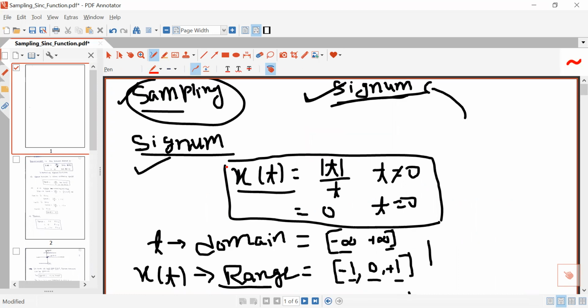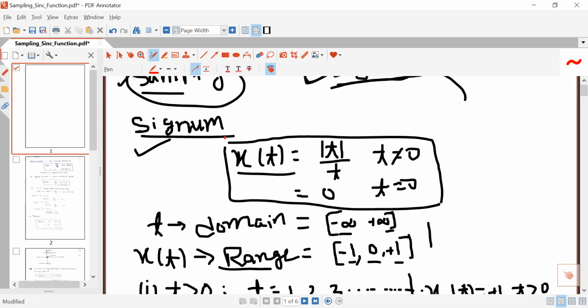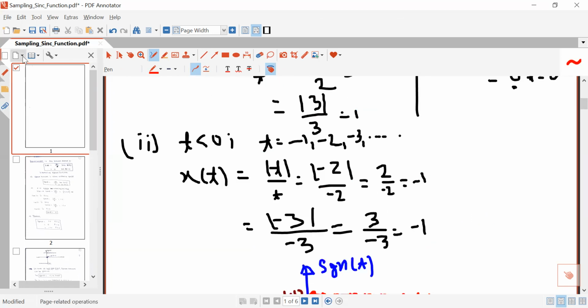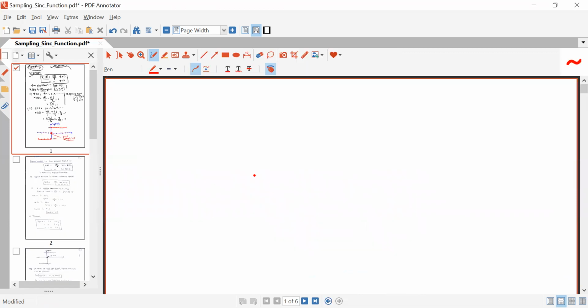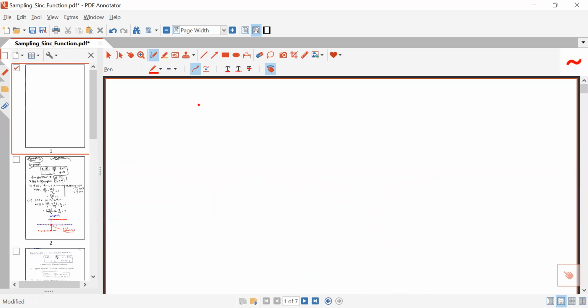Now, there are a few property of signum function which need to be understood also. Let us consider its first property. What will be the value of t signum t? Suppose any function x(t) is defined as t into signum t. What will be its result? So you will see this will be equal to mod of t.